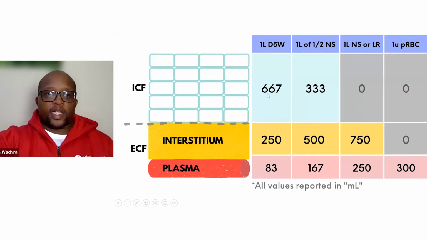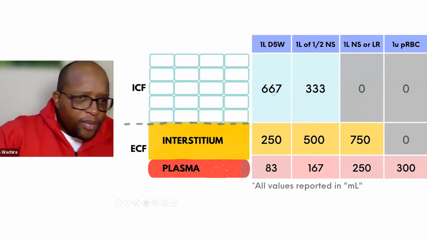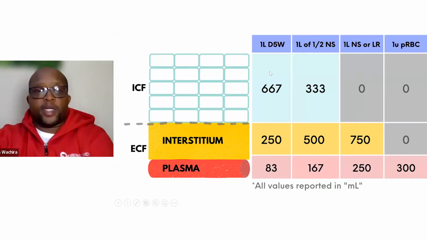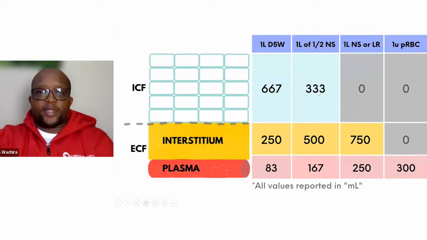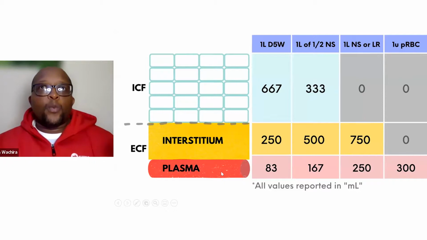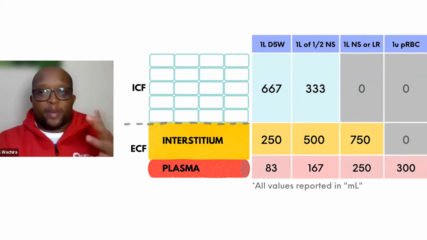The bulk of your fluid, as you can see, ends up in your intracellular fluid. If you're giving half saline, the bulk of it goes there. Normal saline and Ringer's lactate, none of it ends up there, because you want blood to remain within the blood vessels. So you want fluid to remain within the blood vessels.